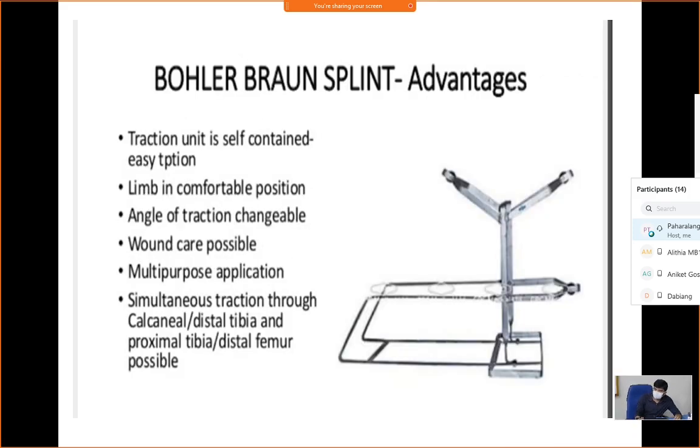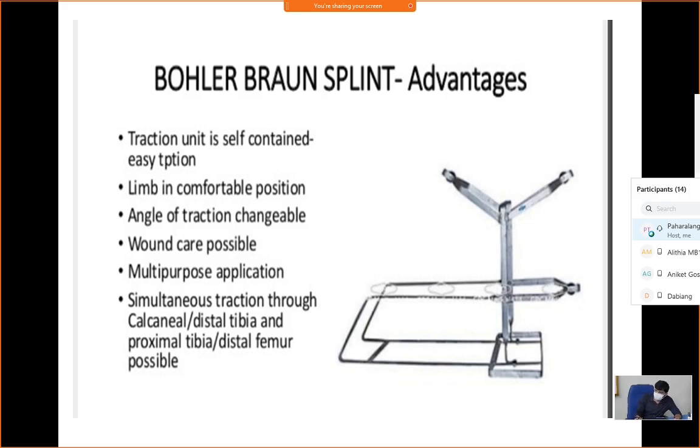This is one more splint. We are using it daily here. This is called the Bohler-Braun splint. Bohler and Braun are two different scientists, not orthopedicians. Bohler made this first, and Braun modified it. There is one platform where the leg is kept, and there are three pulleys through which you can give traction also. This is a splint which acts as a splint and a device for giving traction.